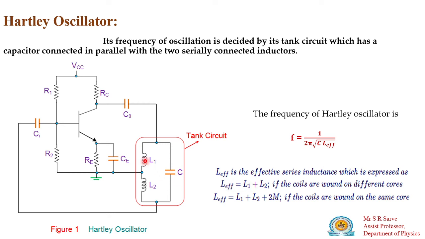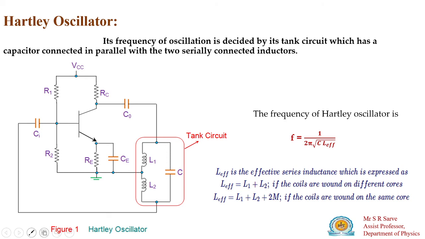If these two coils are wound on different cores, that means this one is a different inductor and this one is a different inductor, with circular coils wound on different cores, then the effective inductance will be L1 plus L2. And if these two inductors are wound on the same core, then the inductance will be L1 plus L2, and due to the mutual inductance there is also a 2M factor. So depending on same core or different core, the effective inductance will have different equations.